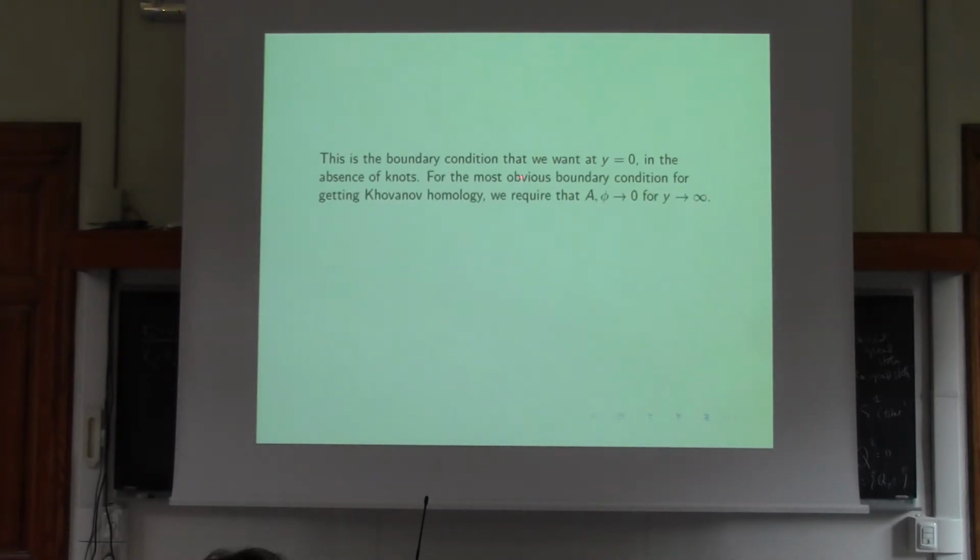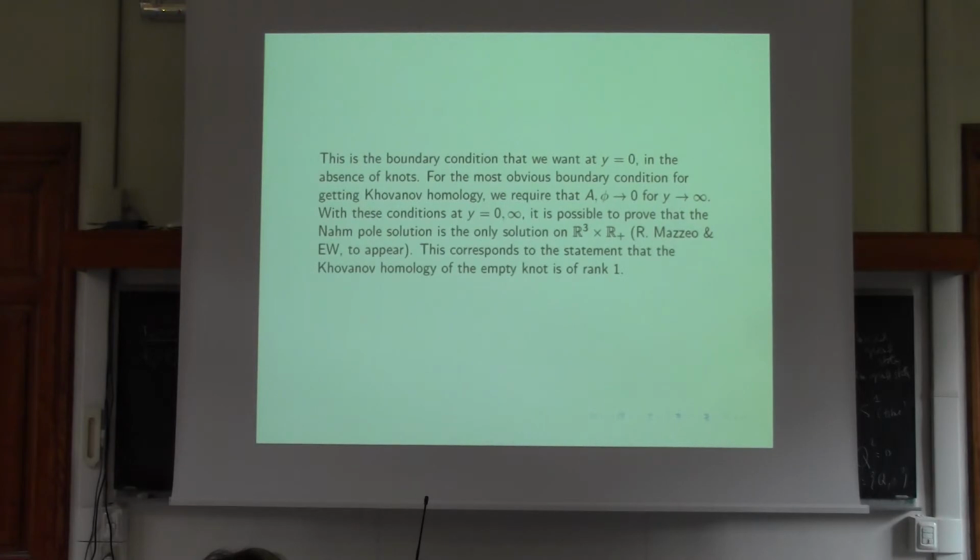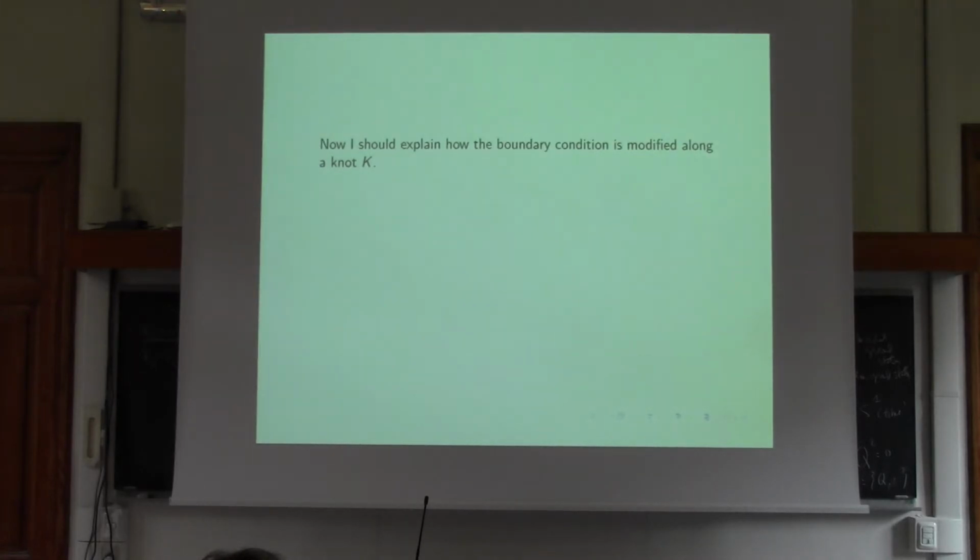As I also said at various times, for the most obvious boundary condition for Khovanov homology, we require everything to go to 0 at infinity. With these conditions, one can prove that the Nahm pole is the only solution on the half space. That corresponds to the statement that Khovanov homology of the empty knot is of rank 1. Okay, now I want to explain how to modify the boundary condition along a knot K. That will be done by requiring a more subtle singularity in the presence of the knot.